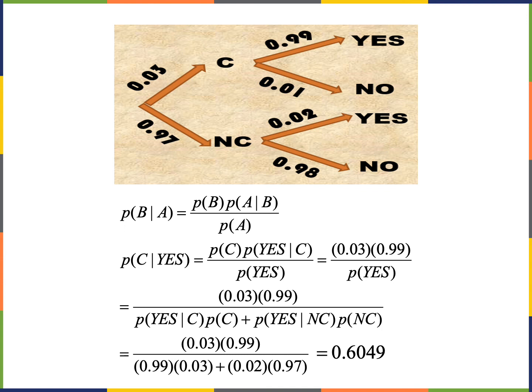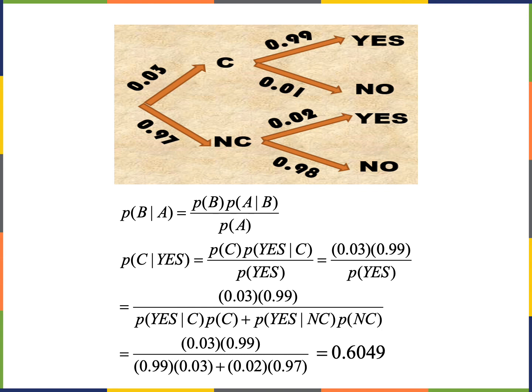So the probability of B given A, instead of the and, we've written this in terms of conditionals. So this is what we're doing here. This would be P of C times P of yes given C, all over P of yes. We're just applying this theorem to this situation. We have P of C, we have P of yes given C, we have P of yes, right? But how did we get P of yes? What's the probability of yes?